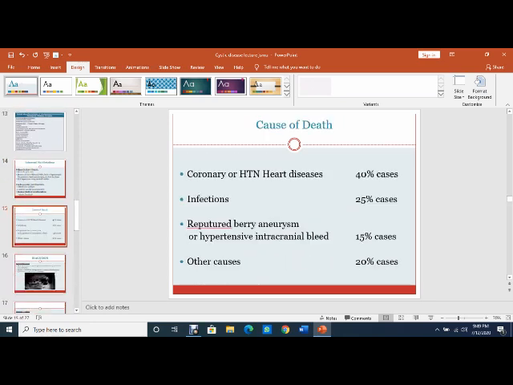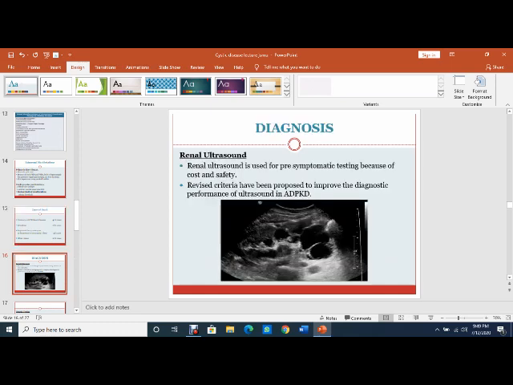So what is the cause of death in these patients? Coronary artery disease or hypertension, heart disease in 40% of patient cases. You know, ischemic heart disease and hypertension are more common in this condition. Then infection 25%, ruptured berry aneurysm 15%, and other causes.